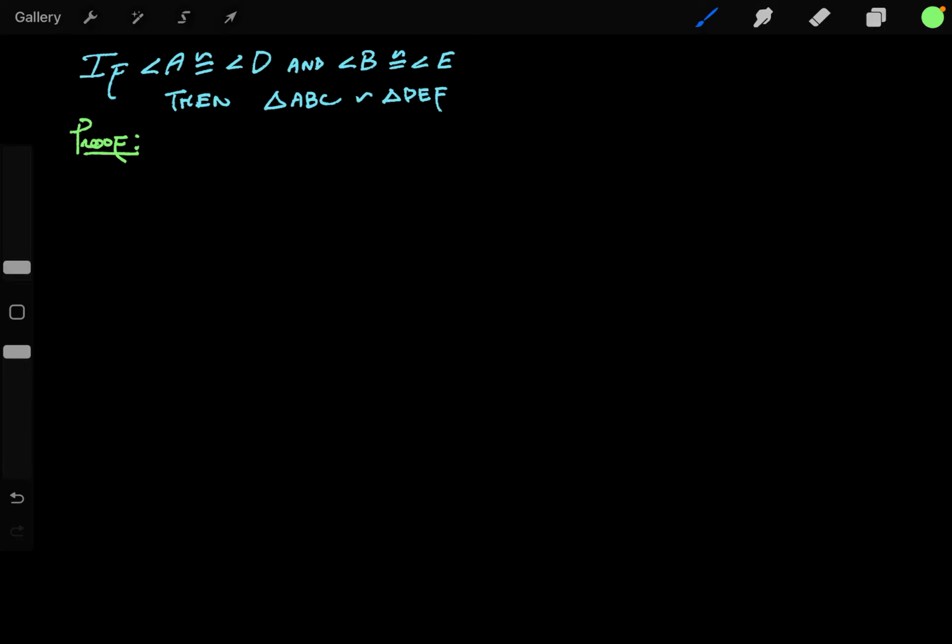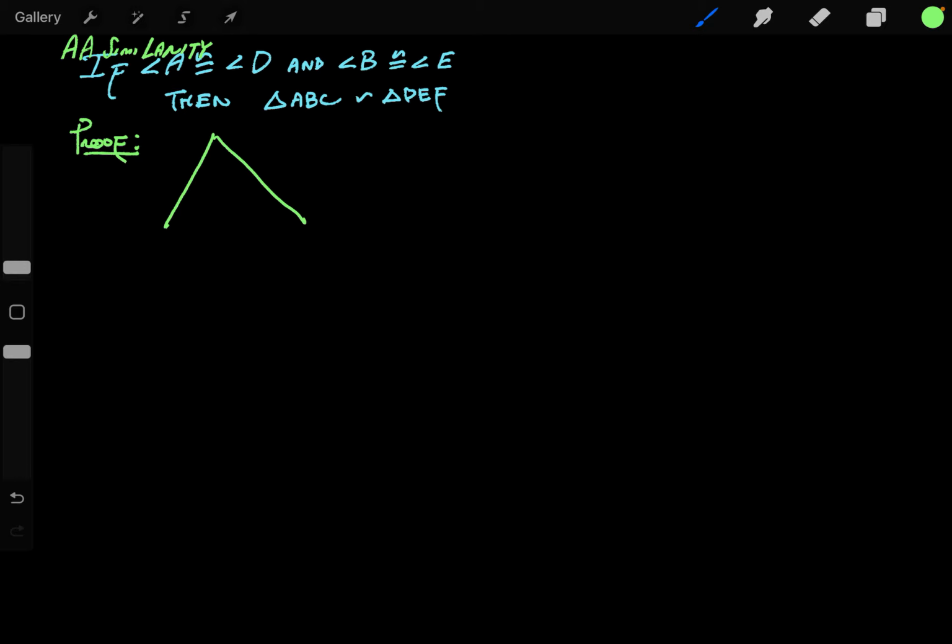Okay, so here what we're going to do is prove angle-angle similarity. So let's write angle-angle similarity. It basically just says that if you have two angles in one triangle congruent to two angles in another triangle, then the two triangles are similar. So let's draw a picture of what this generally looks like.